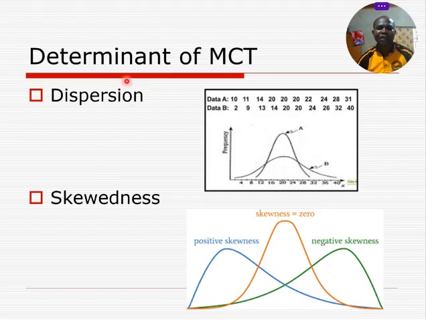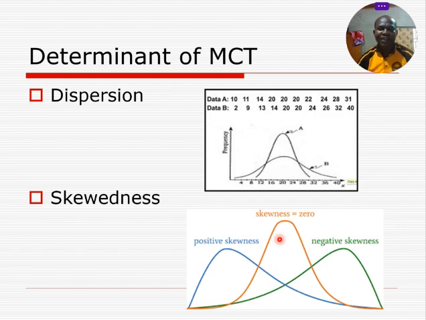How do we determine? Number one, we look at the dispersion, that is the spread. How scattered are the observations within that data set? And that is the example I gave about those two different data sets, where 50 better represents one over the other one. So we look at the dispersion of the data set. We also look at the skewness.